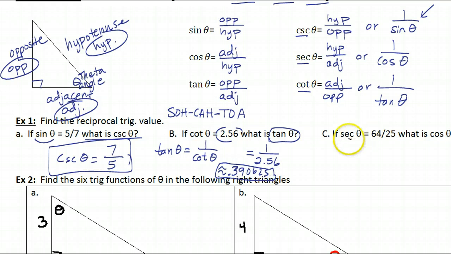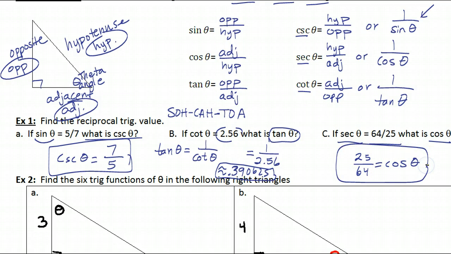Last but not least, let's say I know secant is 64 over 25ths. Cosine is the reciprocal of secant, so that would be 25/64ths for cosine. Again, when you're ready, scroll down. We're going to be looking at example 2 next.